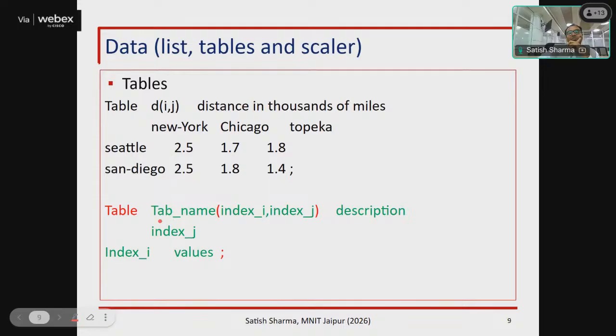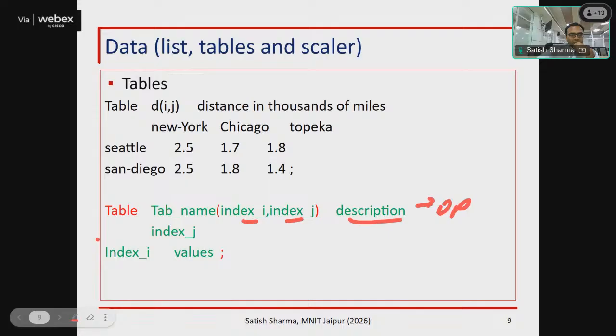That table name is a user input. Then each table has two dimensions, row dimension and column dimension. So this is index i and index j. So we are basically going with the row index and column index. Description is again optional. And then we have to provide the values.